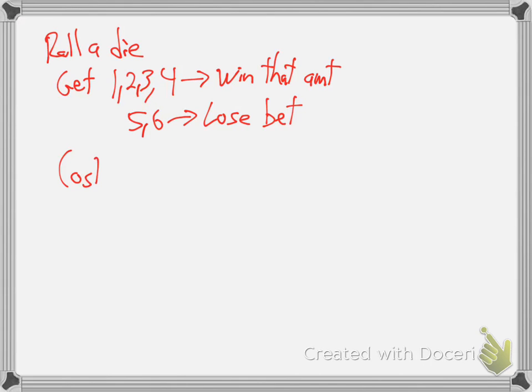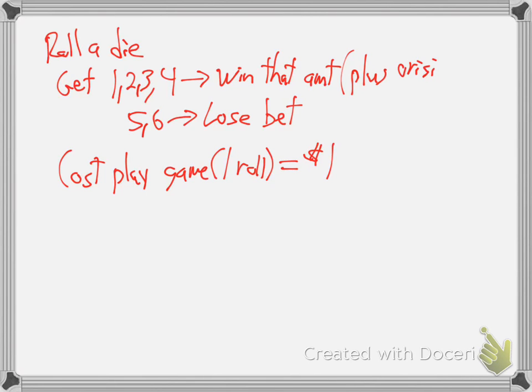The cost to play the game, meaning one roll, equals $1. So pay $1, roll the die. If you get a 1, 2, 3, or 4, you're going to win $1. You get your dollar back. Whenever you win, you get your original dollar back, right? But if you roll 5 or 6, you're just going to lose your dollar.